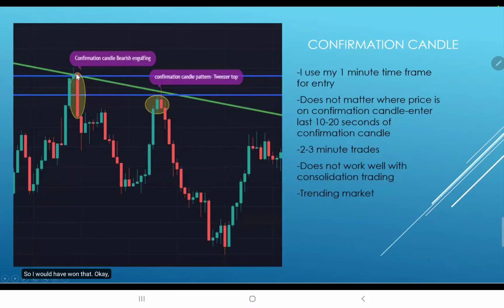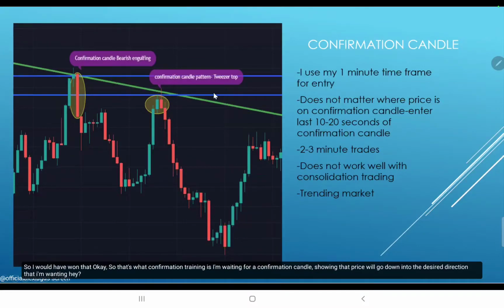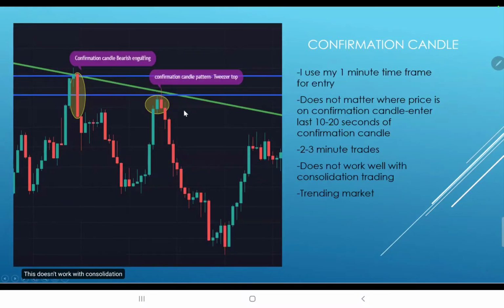So that's what confirmation trading is. I'm waiting for a confirmation candle showing that price will go into the desired direction that I'm wanting. This doesn't work with consolidation, because consolidation trading is going to move a lot quicker.